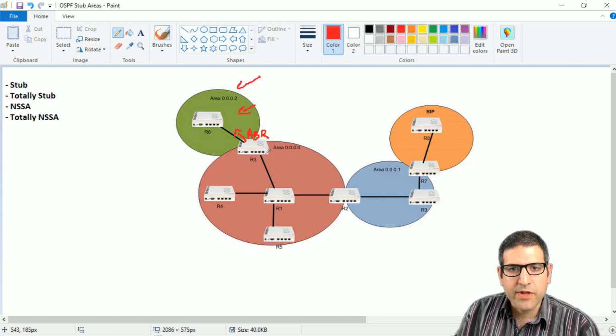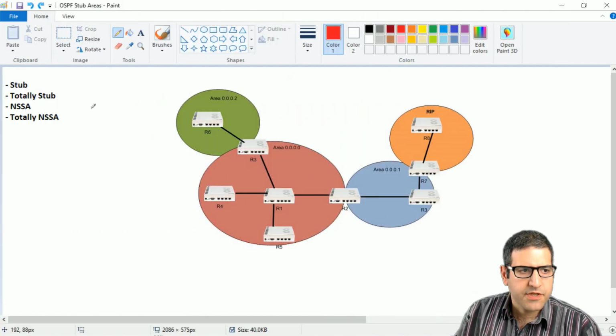So now we know the idea behind the stub areas. Let me go one by one through each of the stub areas we have, and explain what will happen in our area when we configure it. The first type of stub area is the stub. Say we go to area 2 and we configure this area as a stub. When we want to configure an area to be a stub, we need to configure the stub on all the routers inside this area.